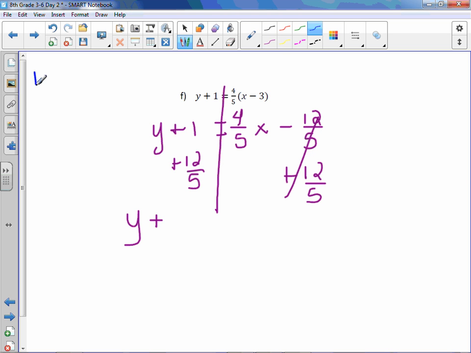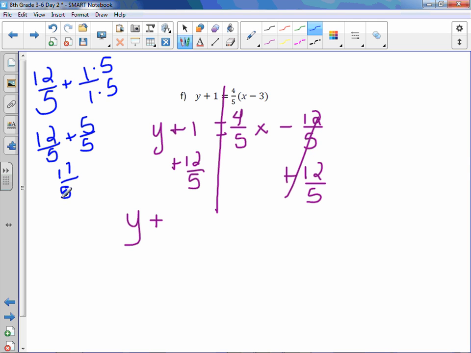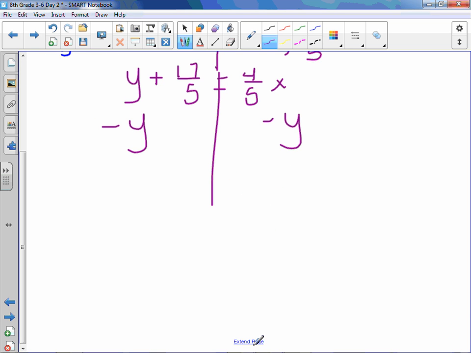I'll show you over here. 12 fifths plus 1. Well, what I need to do, make it a fraction and then make it common denominators. So this would really be 12 fifths plus 5 fifths, which would be 17 fifths. So this is y plus 17 fifths equals 4 fifths x. Subtract y from both sides to get the number by itself. So I would have 17 fifths equals 4 fifths x minus y.